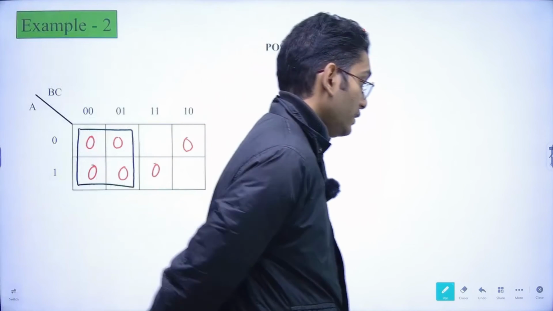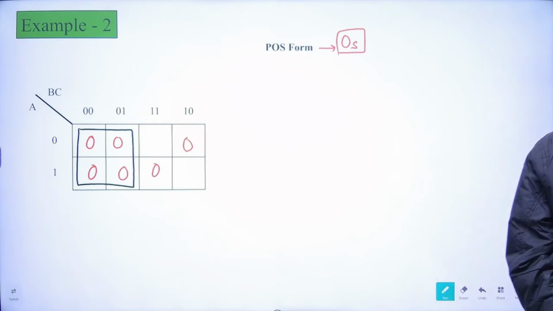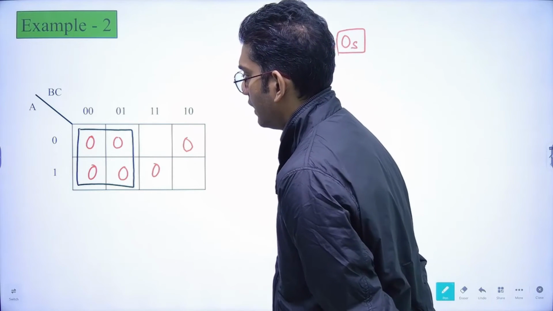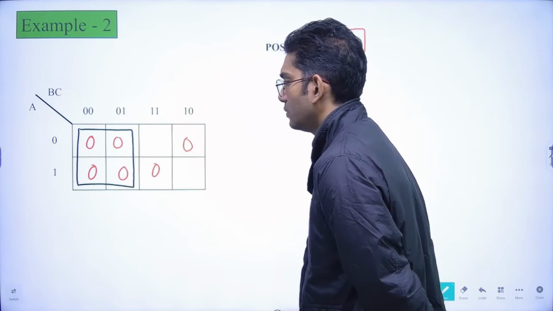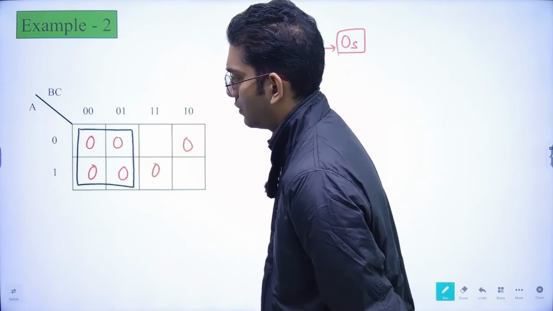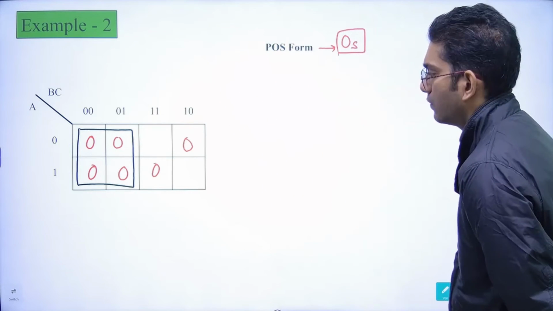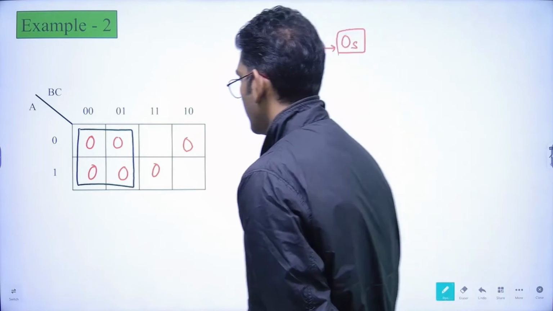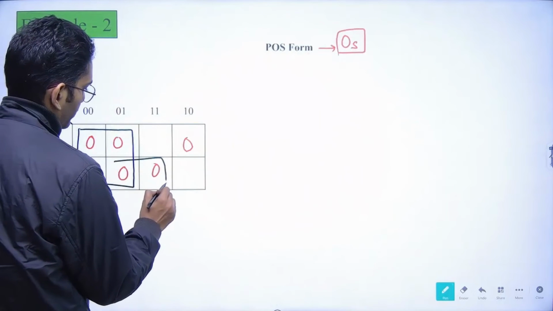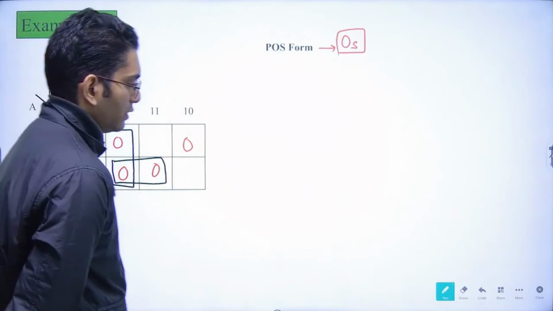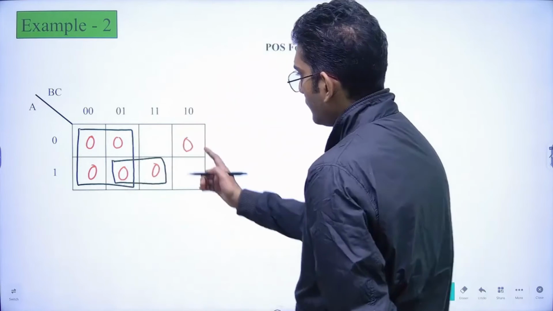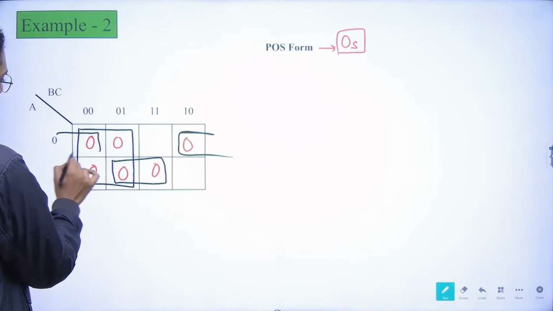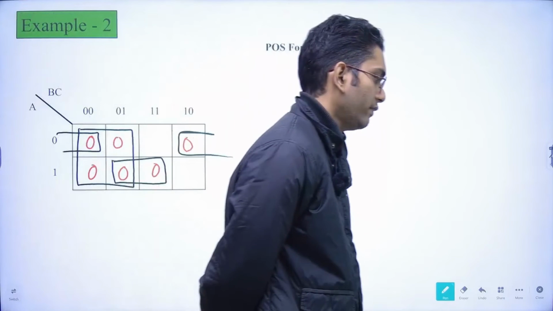Now after this quad, what can be done with the remaining two zeros? We can't include these two in another quad. So we can include this zero and form a pair, and for this zero, we can form a pair with this.